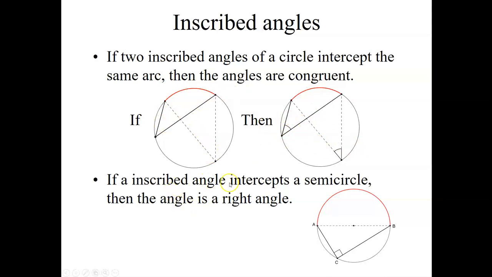The only way for that to happen is for those two angles to be the same measure. And then if an inscribed angle intercepts a semicircle, so if the arc inside the angle is a semicircle, which is 180 degrees, the inscribed angle is a right angle, half of that.